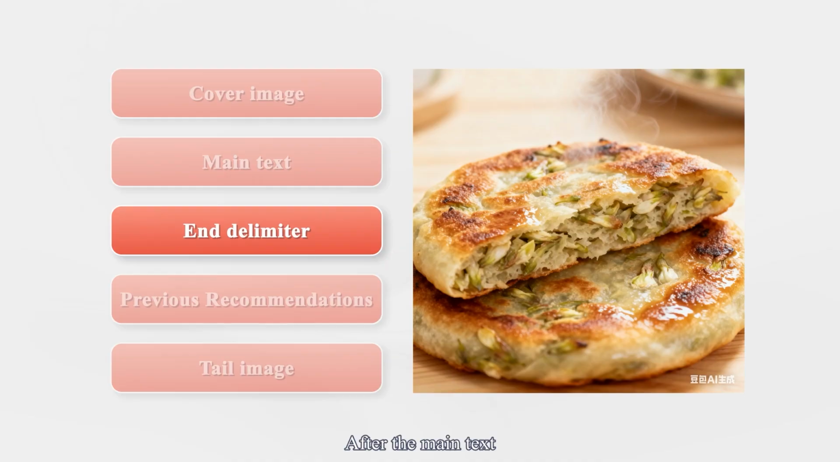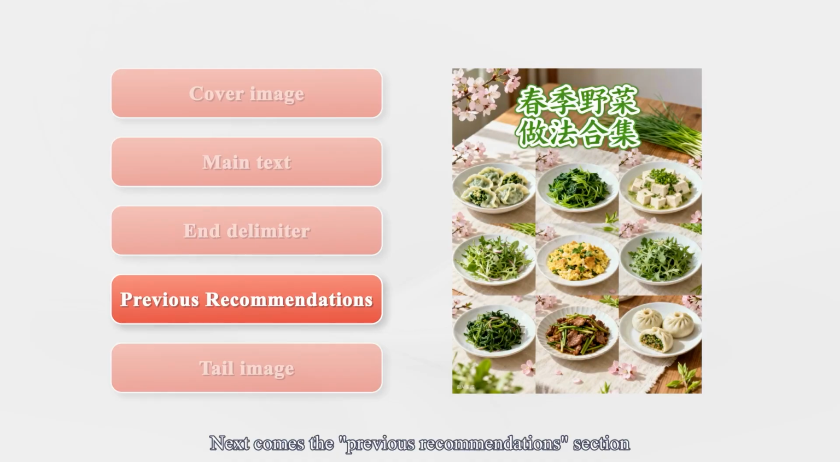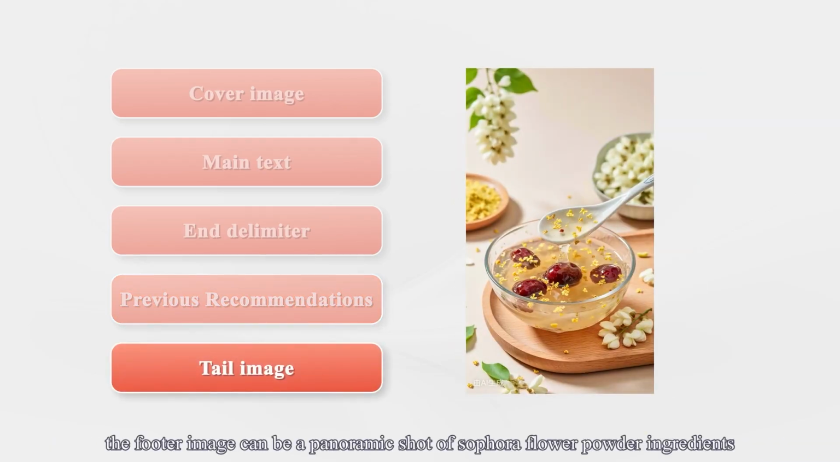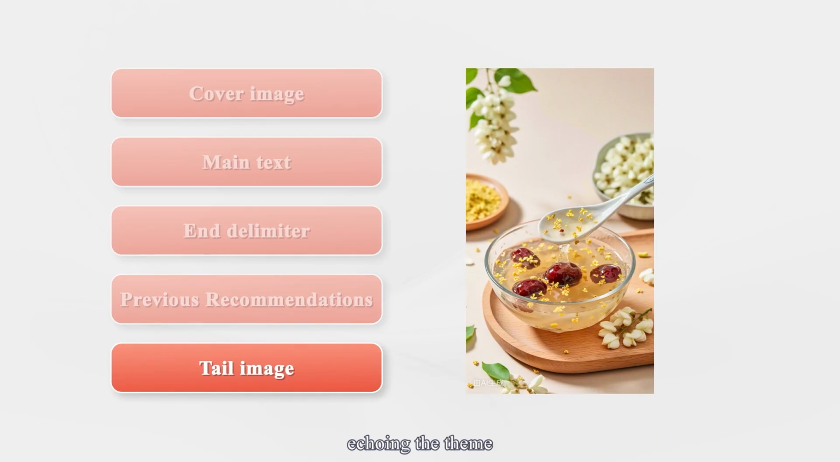After the main text, there should be an ending separator, such as a string of symbols in the pattern of Sephora flowers. Next comes the previous recommendations section, where we can recommend past articles like a collection of spring wild vegetable recipes. Finally, the footer image can be a panoramic shot of Sephora flower powder ingredients, echoing the theme.